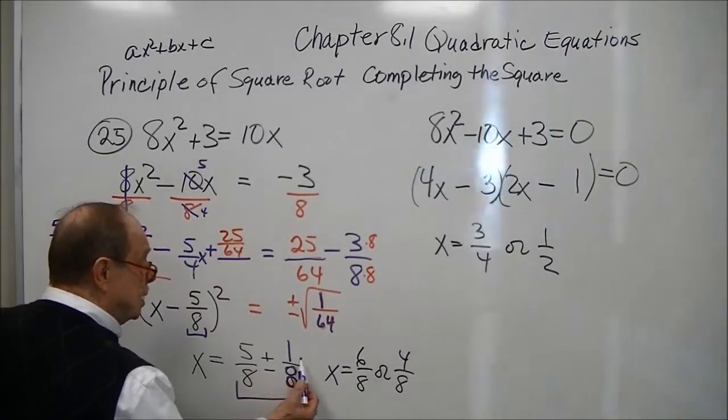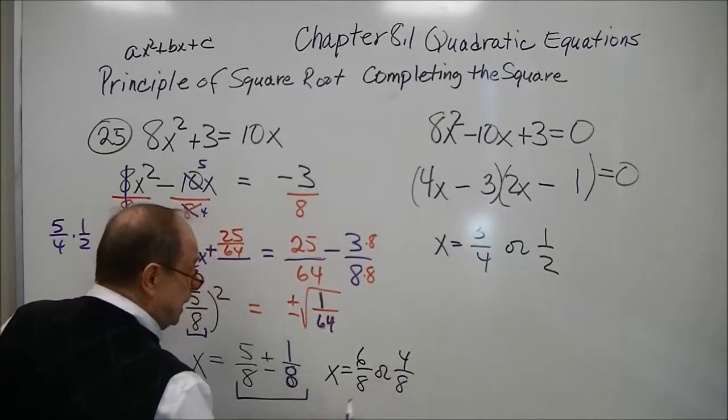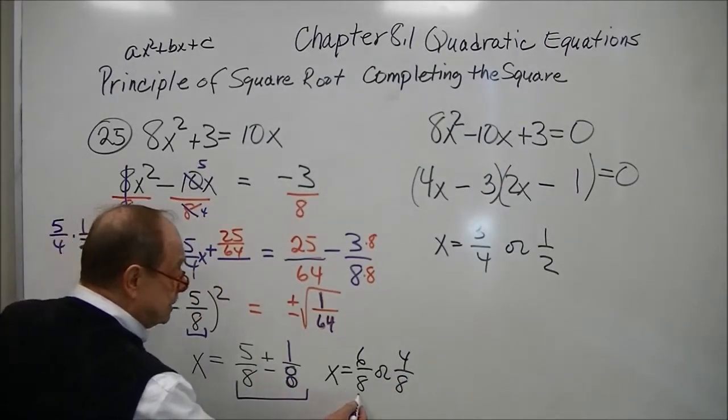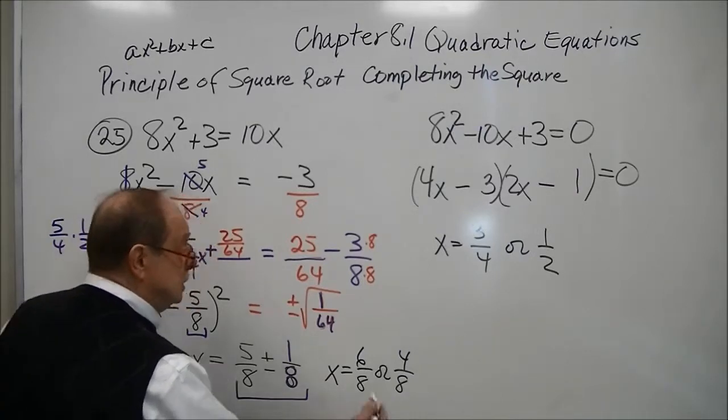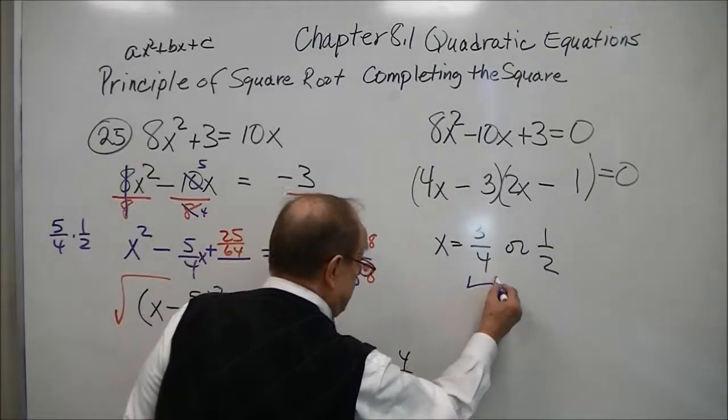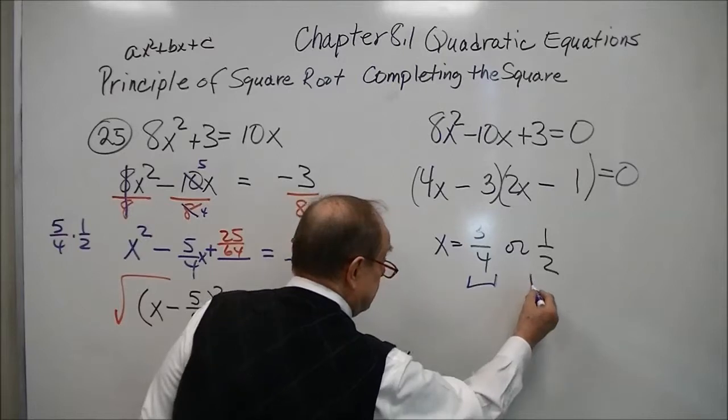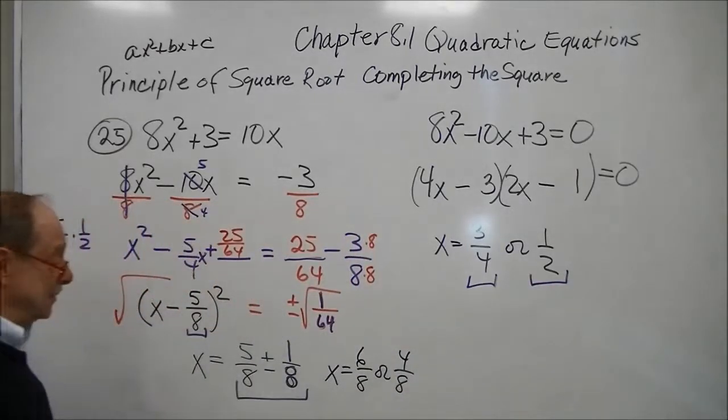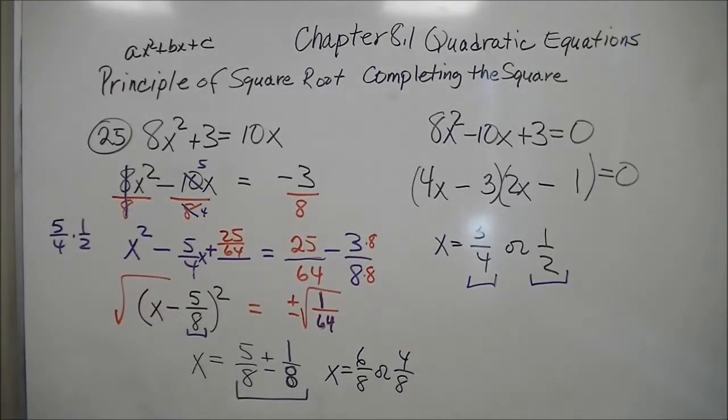All right, so I have 5 plus 1, that will be 6/8. 5 minus 1, that is 4/8. And what do these fractions reduce to? Well, 3/4 and 1/2. So it can be done.